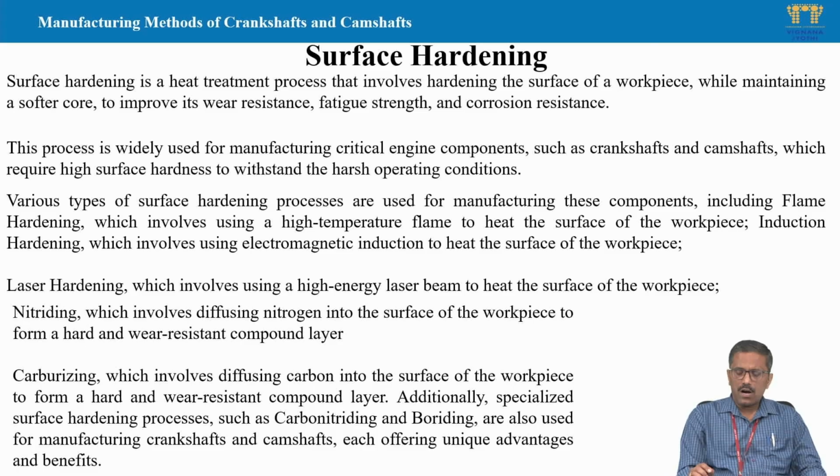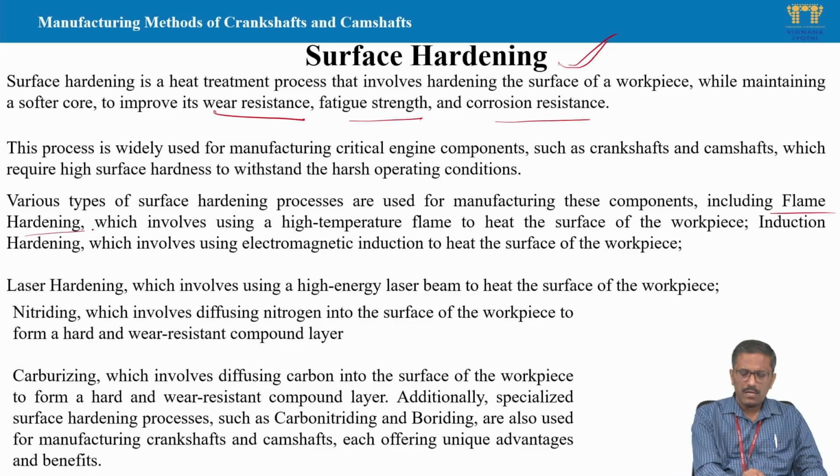The next process after machining on the crankshafts and camshafts is surface hardening. The name itself says it is a hardening process. After manufacturing the camshaft and crankshaft, it is supposed to undergo hardening process to improve the hardness, wear resistance, fatigue strength and corrosion resistance. For that we use different processes. We use flame hardening, where a high temperature flame heats the surface and then we cool it to room temperature so that we get the required hardness.